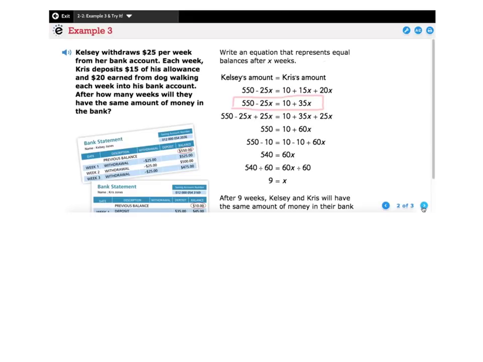25 is smaller than 35, so they're moving that over. That's why they're adding that to both sides, right? Then they don't have any choice. They've got to move 10 over with 550. Subtraction takes care of that. We divide by 60, and we figured out X is 9. Again, X is the number of weeks that go by for them to have the exact same amount of money in their accounts.